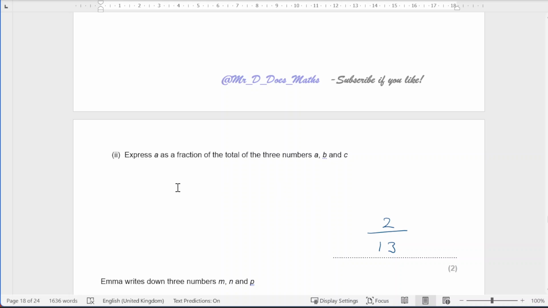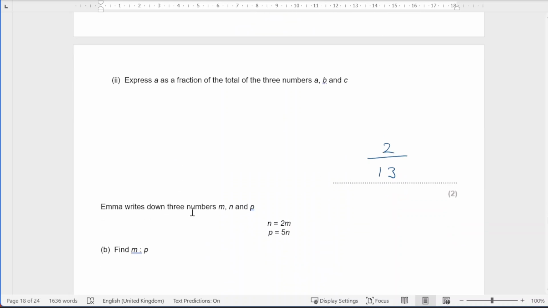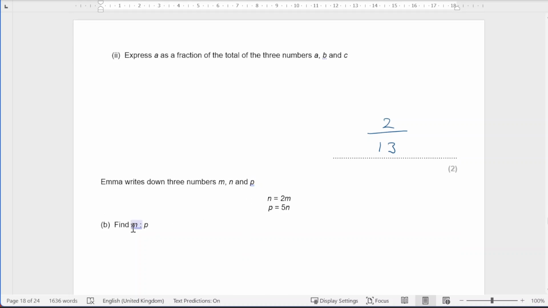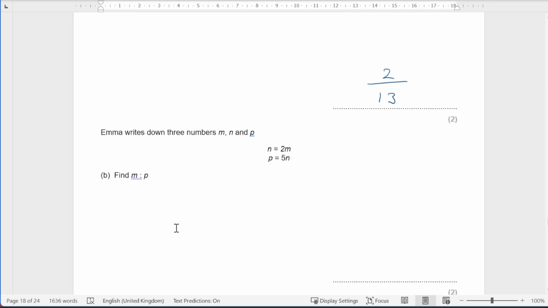And then the final part, Emma writes down 3 numbers, M, N, and P. Find the ratio of M to P.